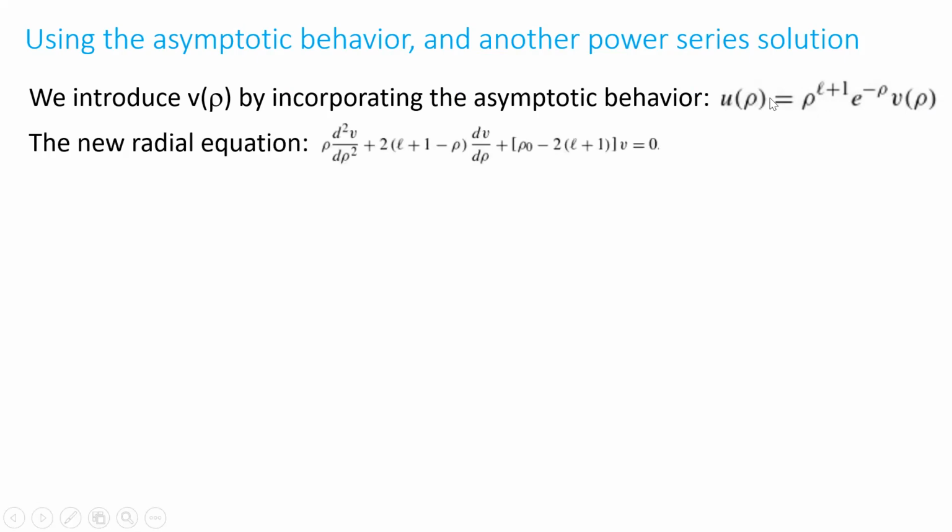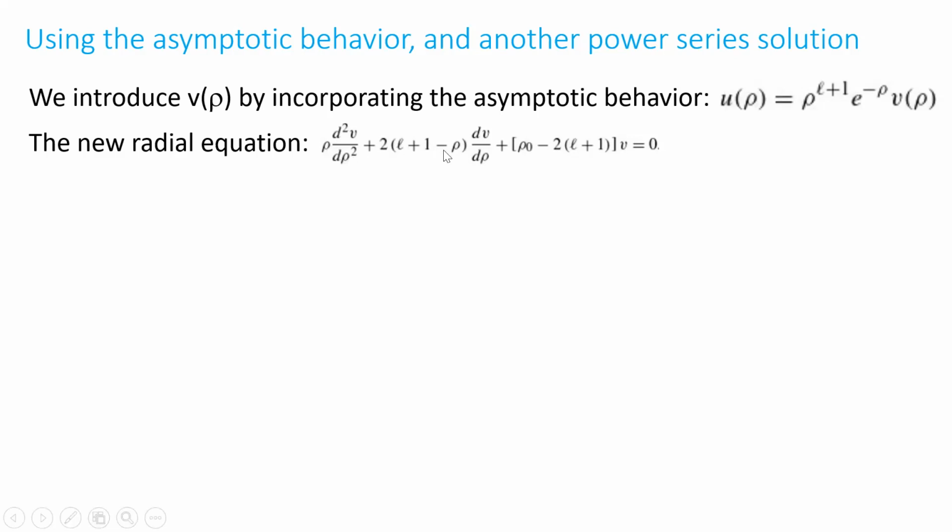So after plugging this in and rearranging terms, and again, I refer you to the textbook for this, there are several steps here, we get this new radial equation: rho times the second derivative of v with respect to rho, plus 2 times this constant times the first derivative, plus another constant involving rho naught, which involves the energy, times v. Okay, so once we've peeled off this asymptotic behavior, it's arguably less simple, or a little more complex.